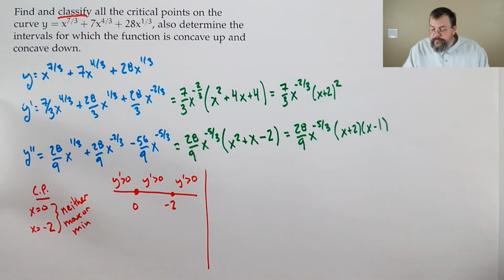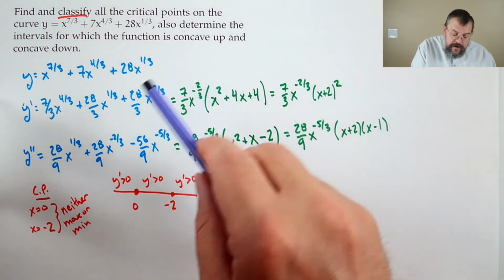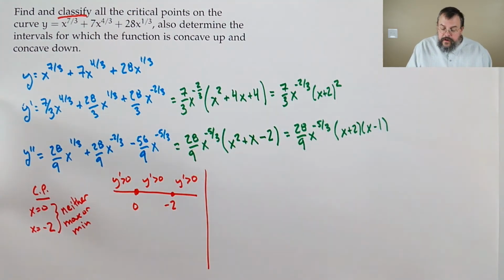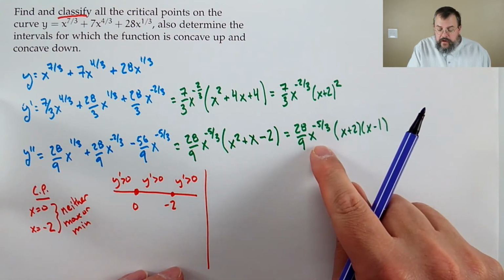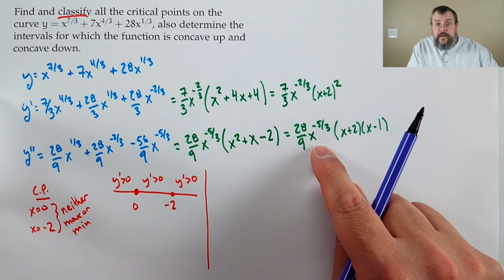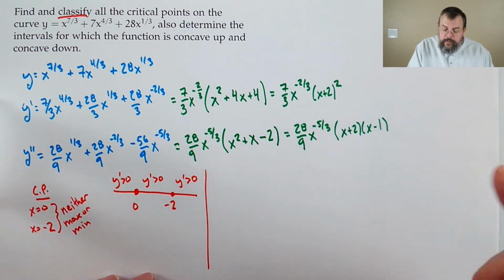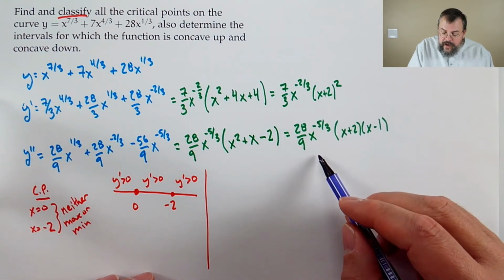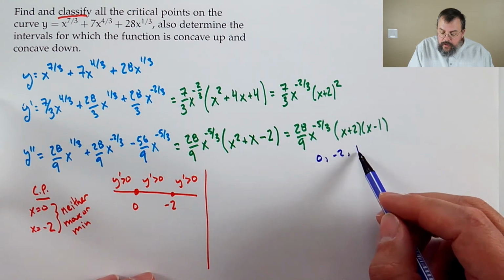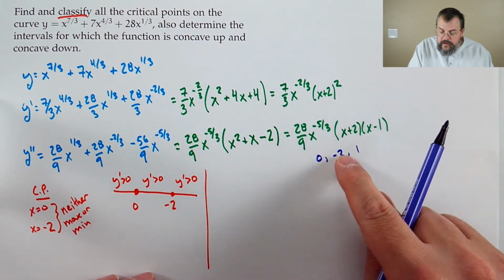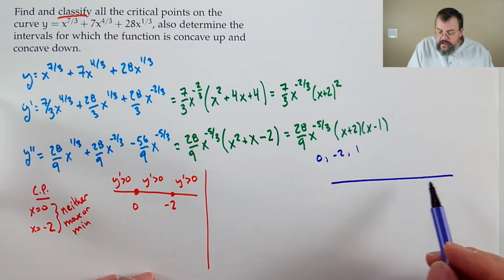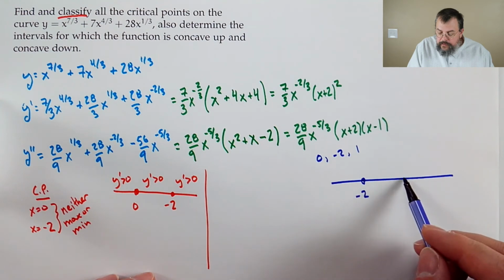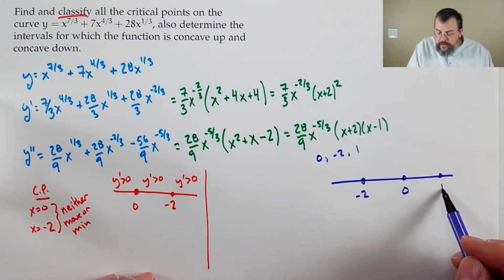Well, let's think about the other part: concave up, concave down. We need to figure out where we can switch concavity. So we say, when is the second derivative undefined or 0? Potential inflection points are at 0, negative 2, and 1, because undefined, 0, and 0. Let's sketch. We'll put those in order: -2, 0, and 1.